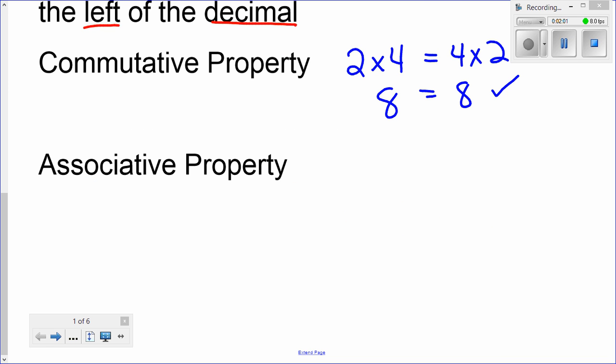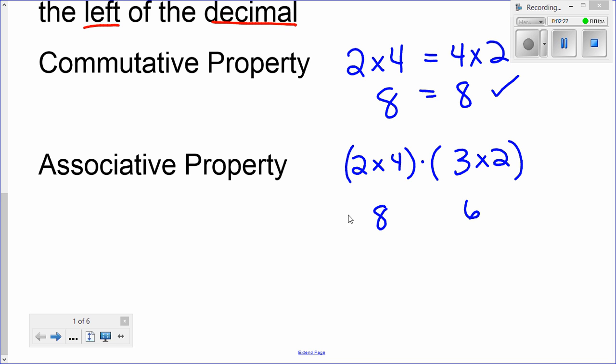Down here, the associative property. The associative property says that our grouping can change. So the order that we group in, so 2 times 4, and let's go 3 times 2. Okay, so this is multiplication. If we group these numbers, 2 times 4 is 8, and 3 times 2 is 6, and those two multiplied by each other is 48.